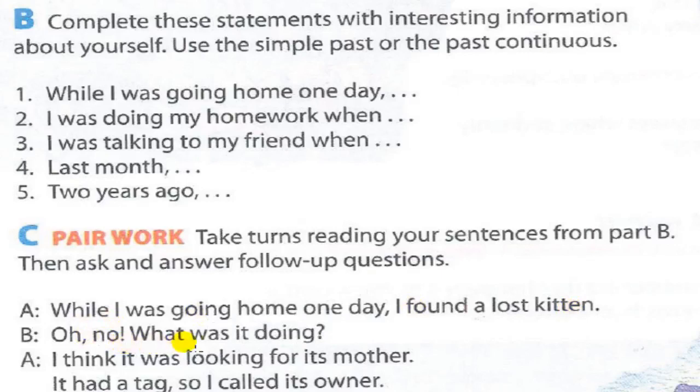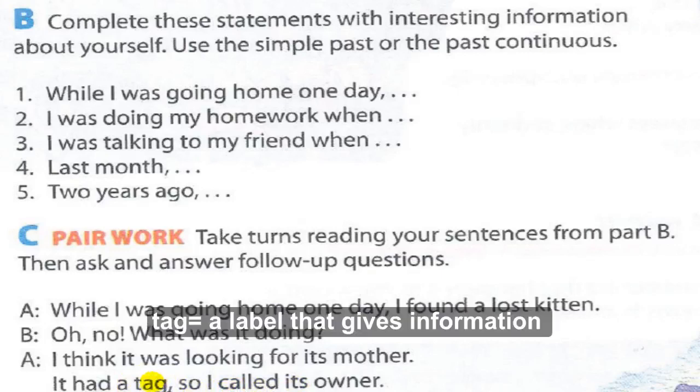Oh no, what was it doing? I think it was looking for its mother. It had a tag, so I called its owner. It had a tag. What's a tag? A label which gives information about the cat or the dog.